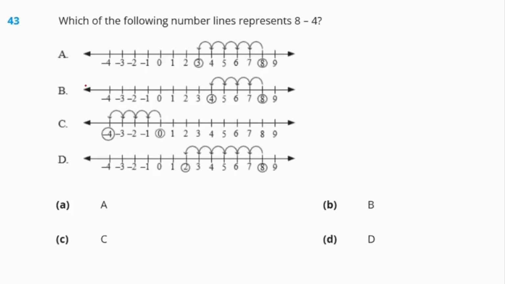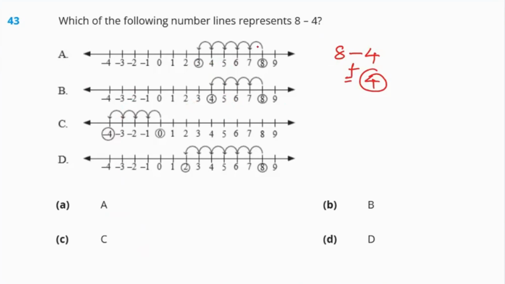Next, which of the following number lines represents 8 minus 4? Which of these options A, B, C, D given here represents 8 minus 4? So what is the value of 8 minus 4? It is 4 only, plus 4. So it will come on the right side of the number line. The left side of zero is negative and the right side is positive.